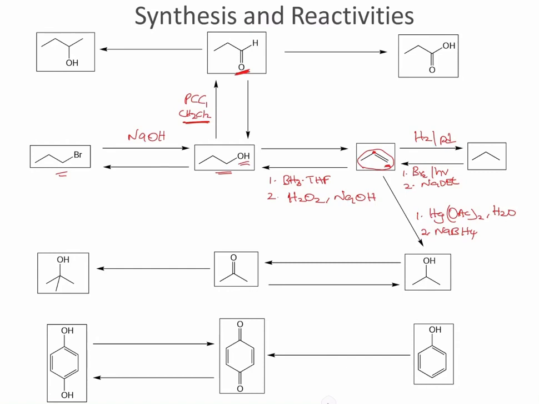However, if you use a strong oxidizing agent like chromic acid, then the chromic acid will transform this primary alcohol into a carboxylic acid. It can also transform an aldehyde into carboxylic acid. So, like in this case, we can generate chromic acid from sodium dichromate in the presence of sulfuric acid and water.